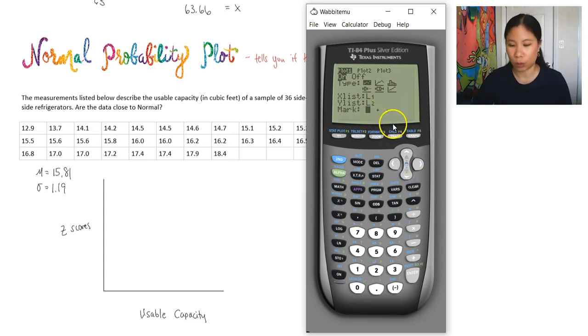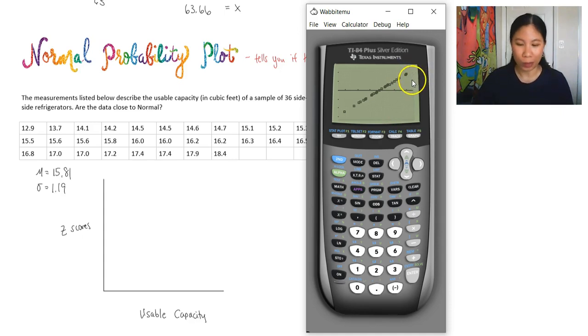Marks, choose one. And then instead of just hitting graph, because right now we don't have our window set up properly, we want to make sure we go into zoom number 9 for zoom stat. Beautiful. Look at it. This is our graph.